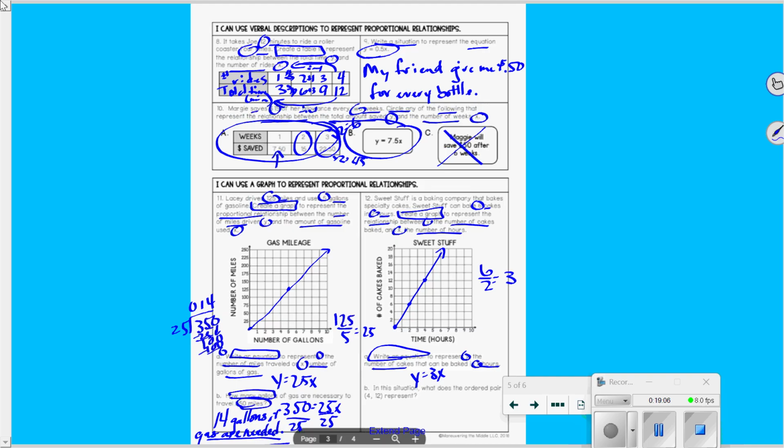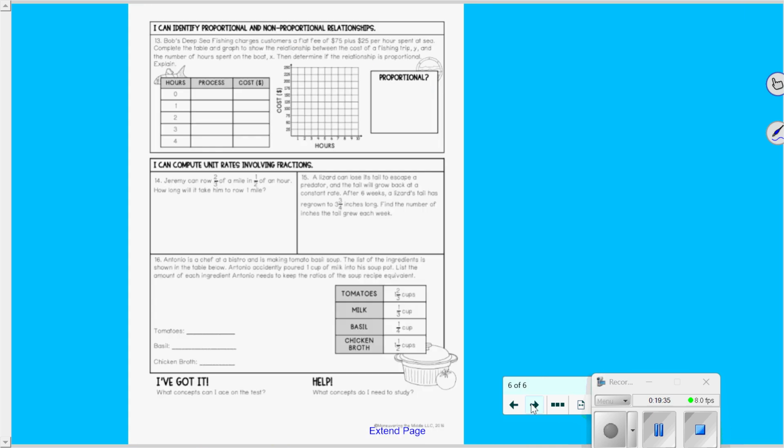In this situation, what does the ordered pair 4, 12 represent? It means 12 cakes can be baked in 4 hours. Questions on this one? Okay, to our last page. We got 6 minutes left. Let's see if I can get it.